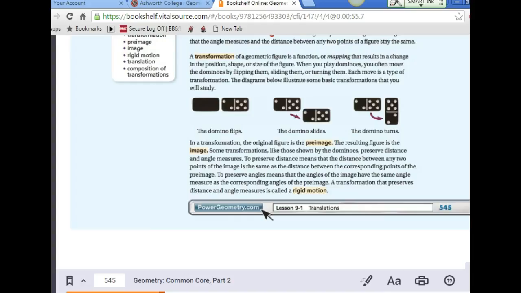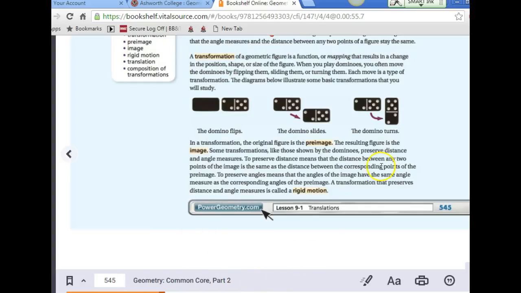That's called a dilation. Now, the original image is going to be referred to in this particular chapter as the pre-image. So I don't know why they didn't just stick with calling it the original image, but they call that the pre-image. And then the resulting figure after you've done whatever you're going to do, flip it or slide it, becomes the image. Now, if it preserves distance and angle measure, that means if it stays the same size and the same shape, then we call that rigid motion.